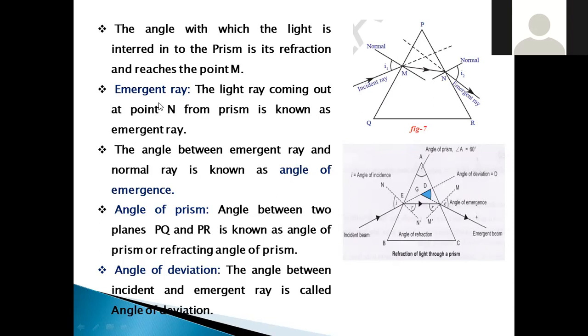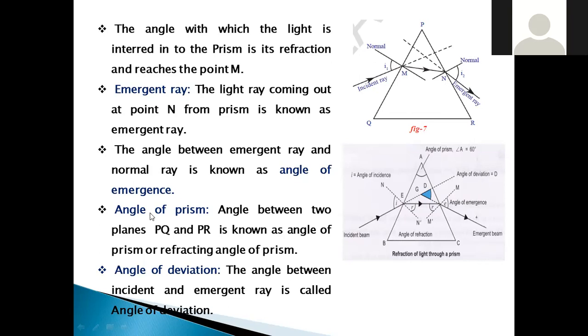Then let us see what is meant by emergent ray. After passing through the prism, the light coming out at the point N is said to be the emergent ray. The light emitted by the prism at the point N is the emergent ray, and the angle between the normal and the emergent ray is known as the angle of emergence, which originates at the point N.